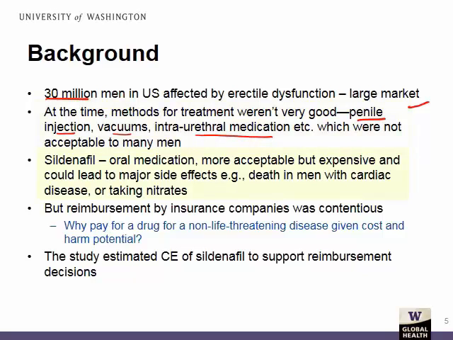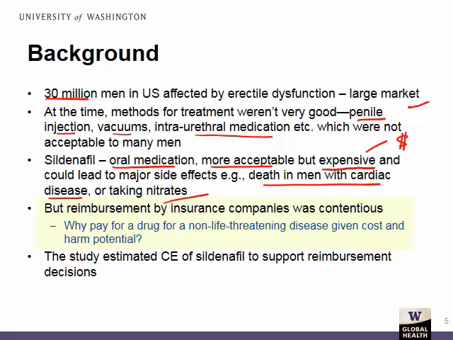But sildenafil came onto the market, and it was an oral medication, and it was much more acceptable, but it was costly, so there was a trade-off there. It was costly, and it could lead to major side effects, and it could lead to death in people who had cardiac problems. So there was a risk of death, especially if people were taking nitrates, which are a very common medication for people who have angina pectoris or chest pain due to cardiac vascular problems. But reimbursement by insurance companies at the time was very contentious.